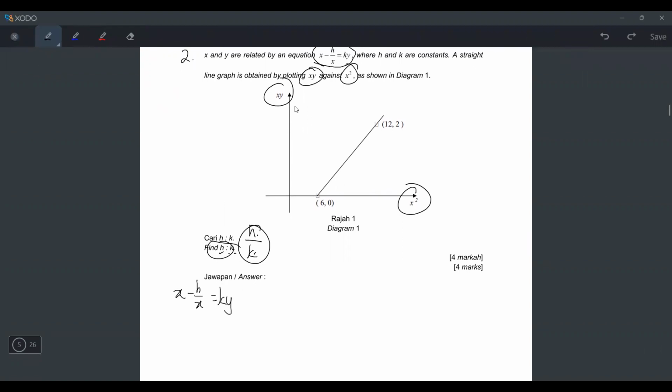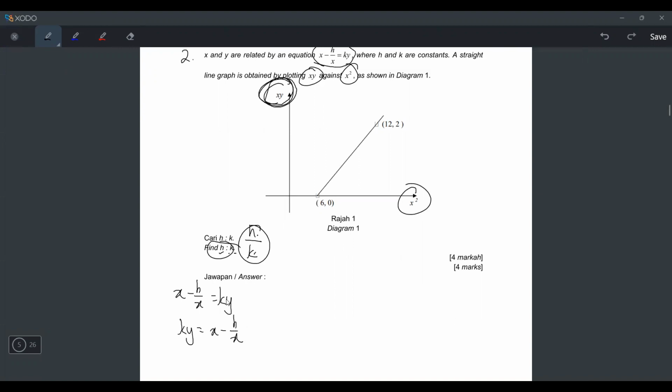The first thing I should do now is change this equation to linear form. Is this equation in linear form? The answer is no, because in linear form it should be y equals mx plus c, and the equation's y-axis should be matched with the graph's y-axis. And now I don't see xy here. So what I have to do is modify it. I have to do something here. So I'll write like this: ky equals x minus h over x.